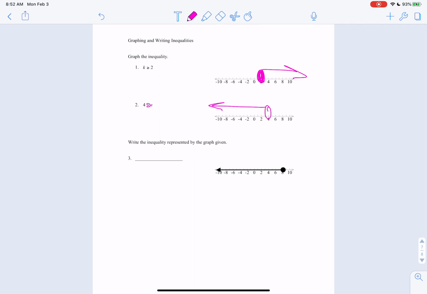And then we also learned how to go from the graph to writing the inequality. So we just write X, and then we have 8. The arrow's pointing to all the numbers smaller than 8, so that means X is all the numbers smaller than 8. And the bubble's filled in, so it's also equal to. So X is less than or equal to 8.